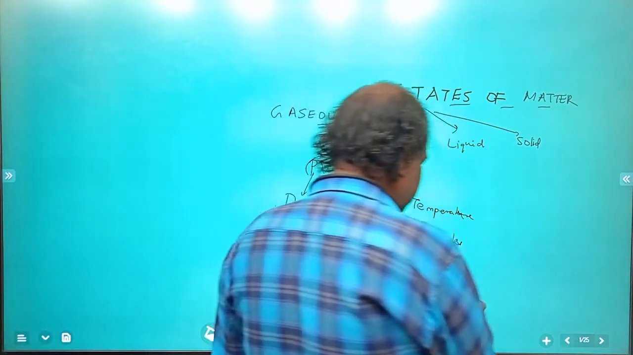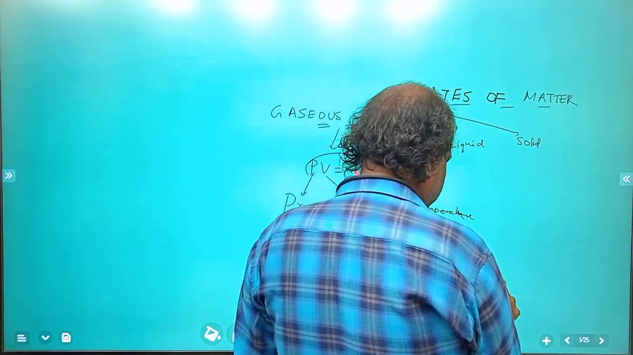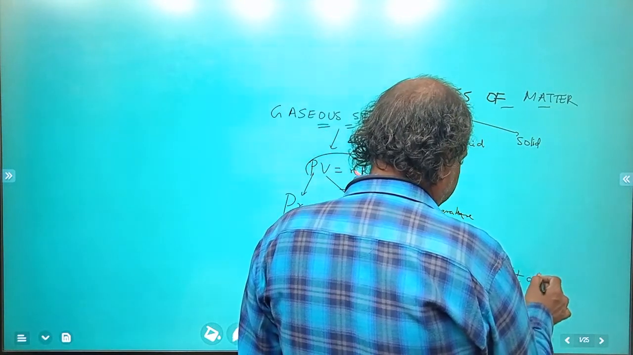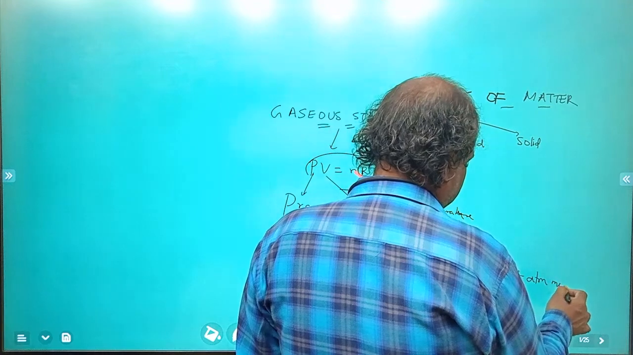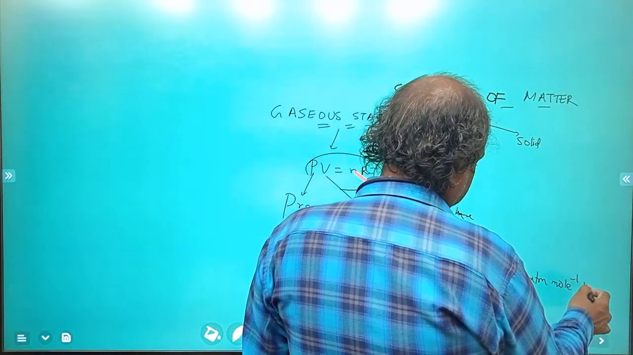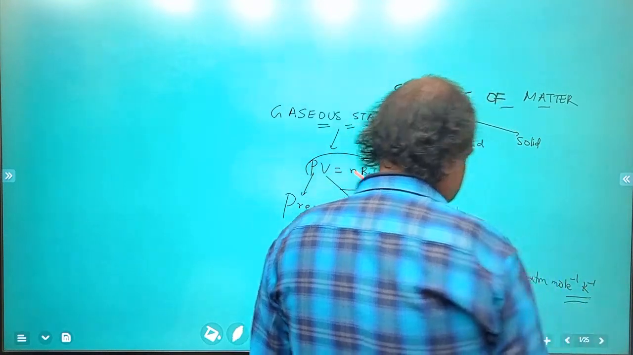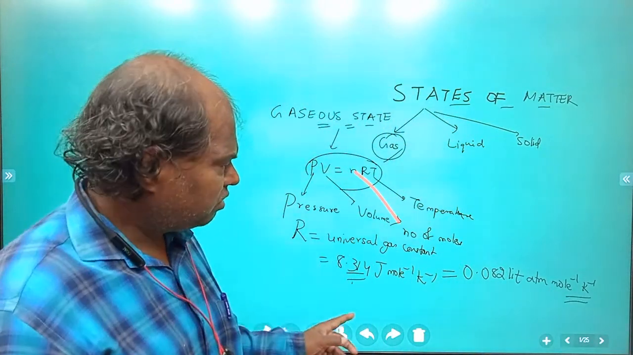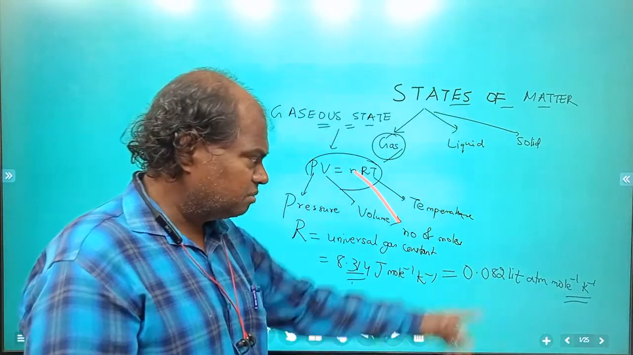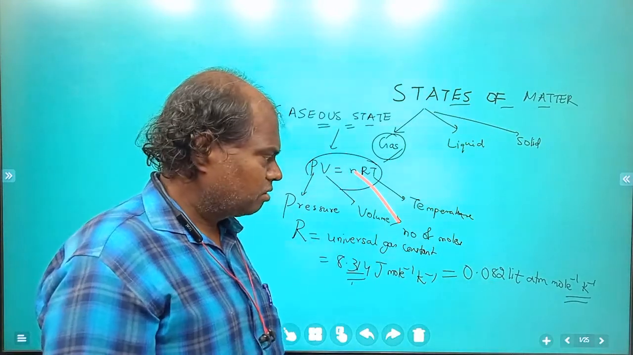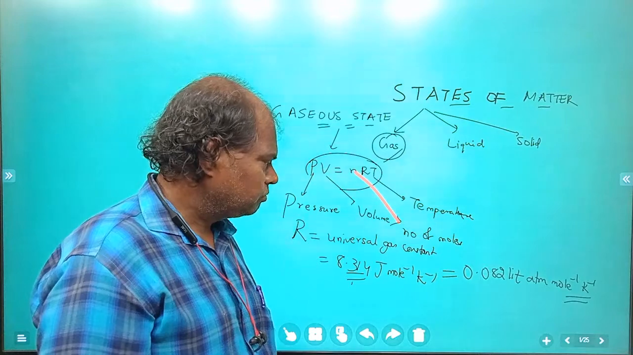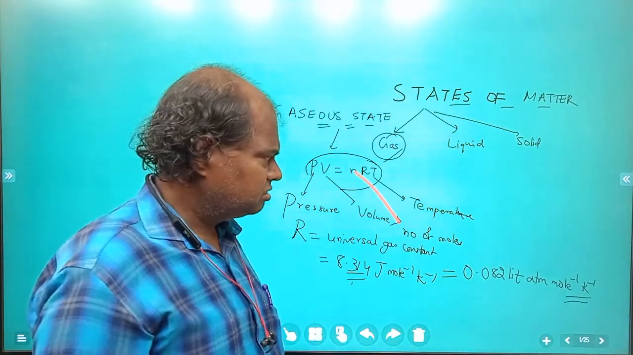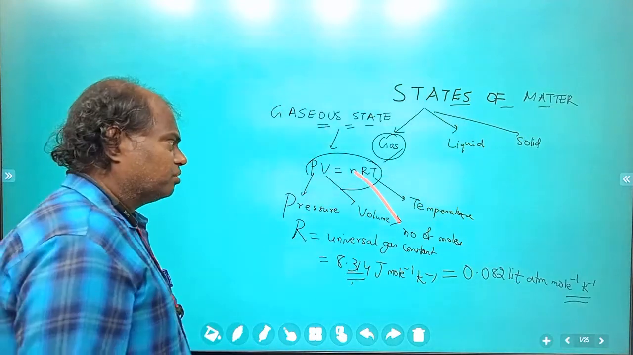You can write this even in another way: 0.082 liter atmosphere per mole per Kelvin. Students, you can write this way also. 8.314, or you can write 0.082, but that will be in liter atmosphere, right? So this is the value of R. Very, very important. Liter atmosphere.